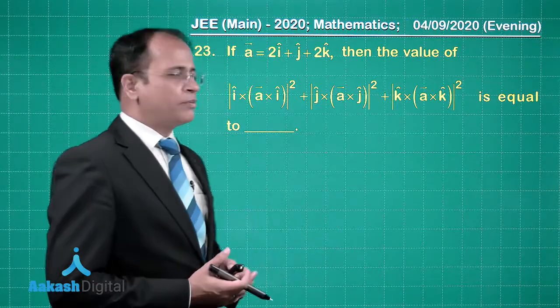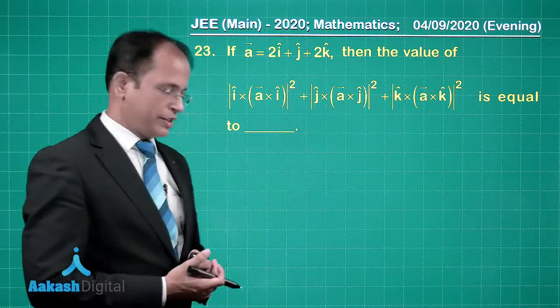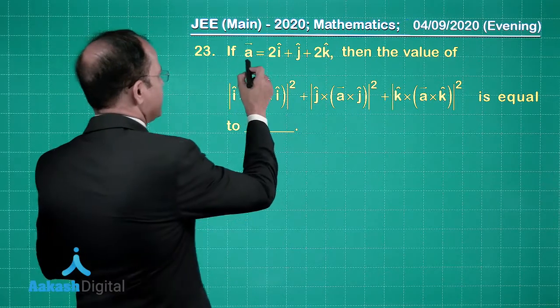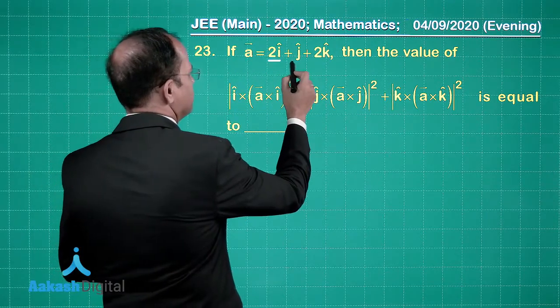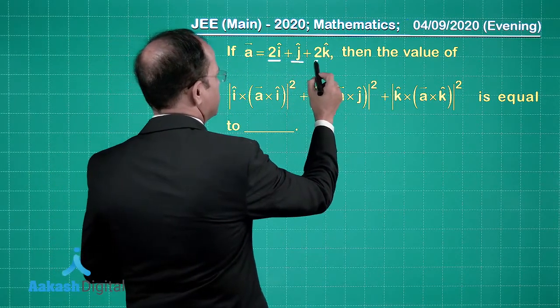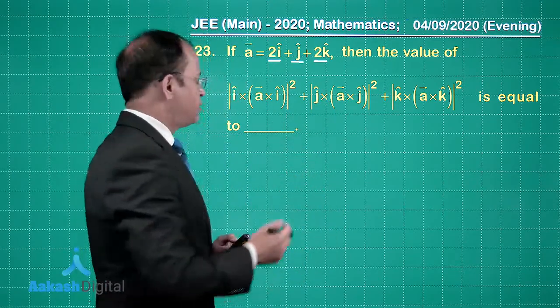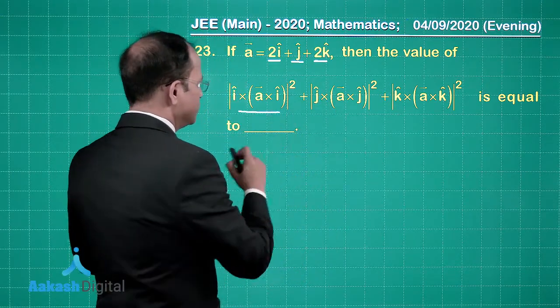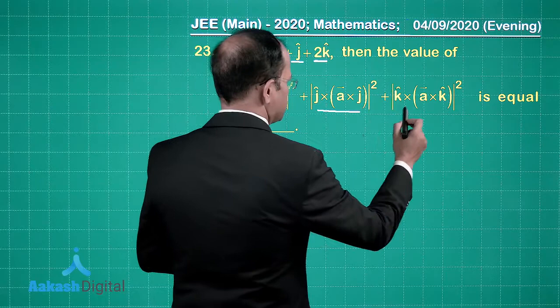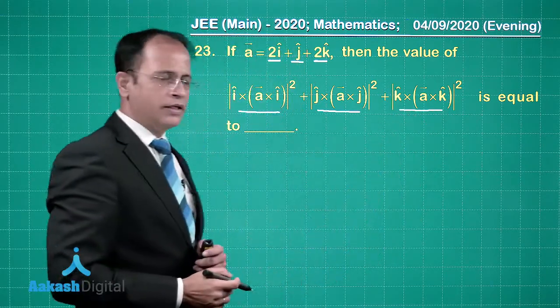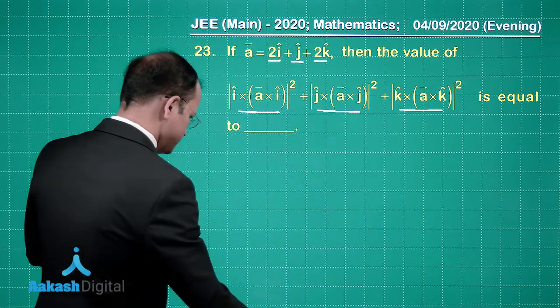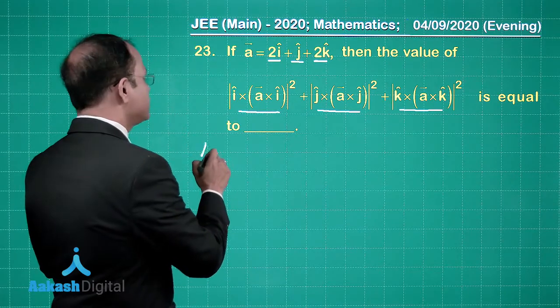Now friends, let's talk about question number 23. It has been given that vector A is equal to 2i cap plus j cap plus 2k cap. Then the value of this, you can see a vector triple product has been given to us, right? So let us take the first one. So it has been given A here.